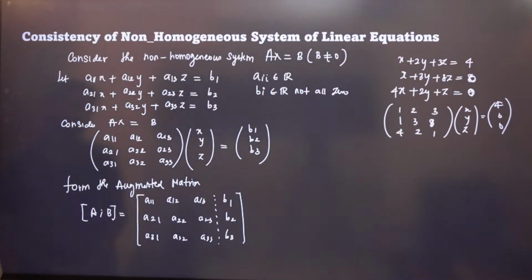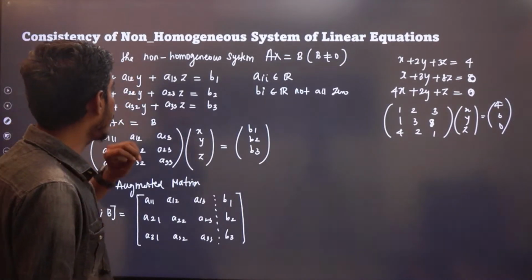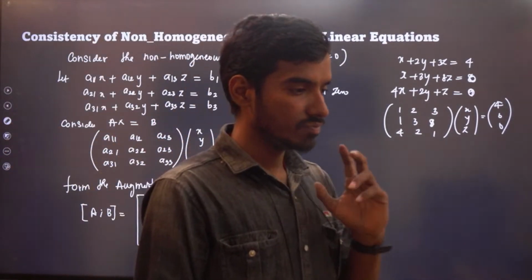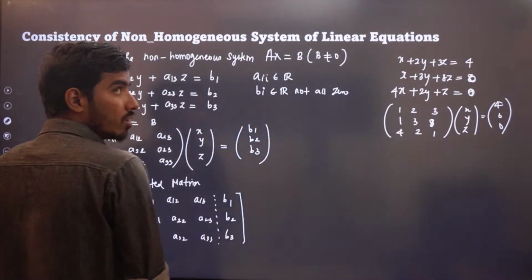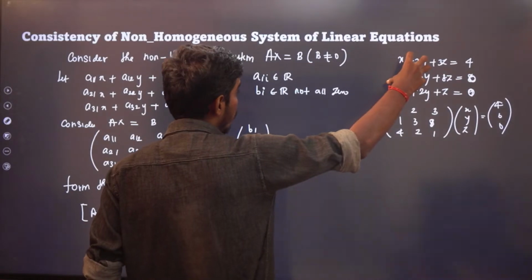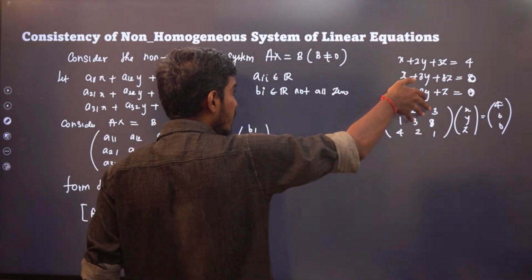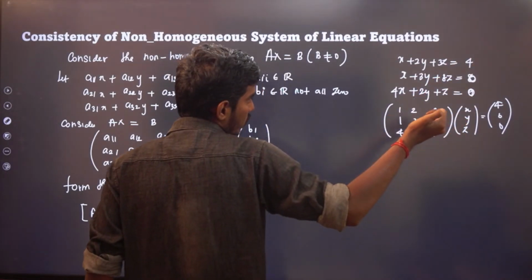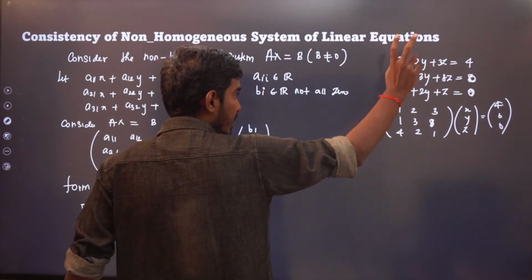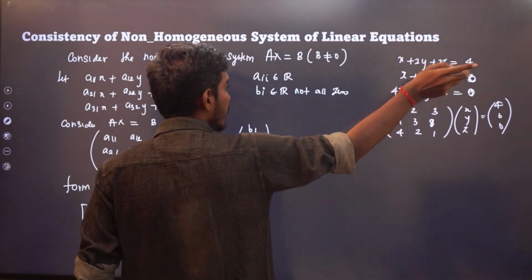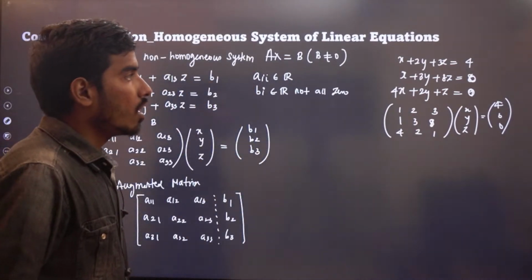Now, we need to solve the system, right? Solving means we need to find the solution. You need to find x, y, z. If I substitute x, y, z in all the equations, it has to satisfy the output. If I substitute x, y, z here, you have to get 4. If I substitute the same x, y, z here, you have to get 0, and here also 0. That is the solution, right?